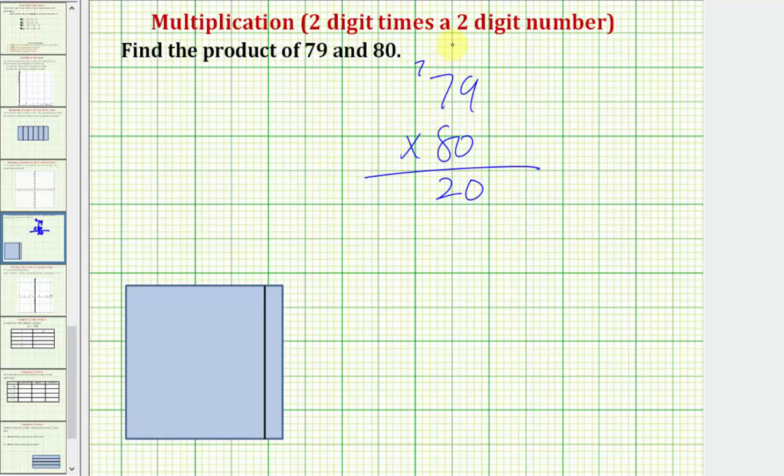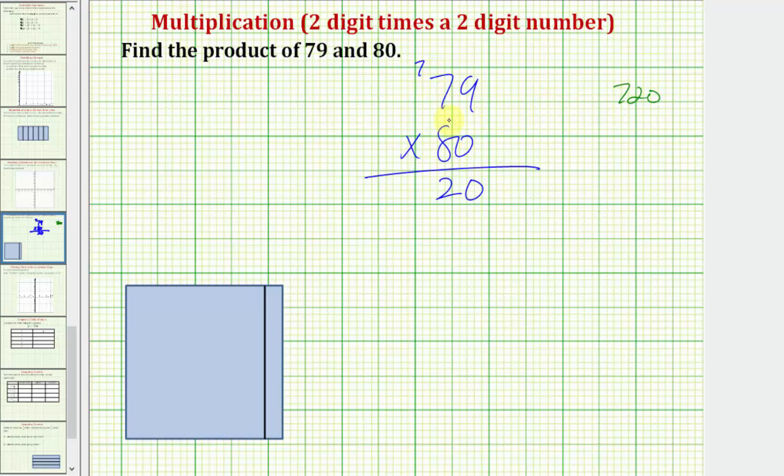tens place value. Now the reason we do this is because when we multiply the 8 and the 9, because the 8 is in the tens place value, this is really 80 times 9, which is equal to 720. So again, notice how we have a 0 in the ones, a 2 in the tens, and the 7 really represents 700, which we'll need for the next product.